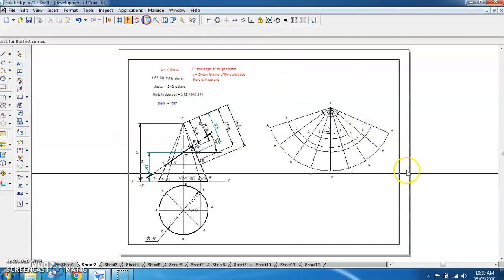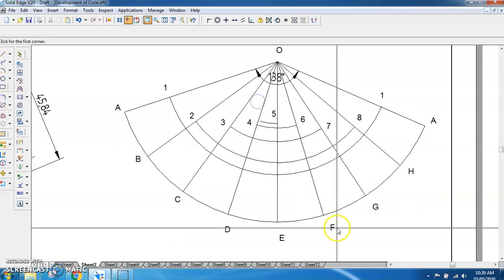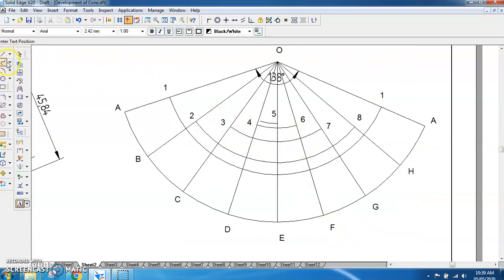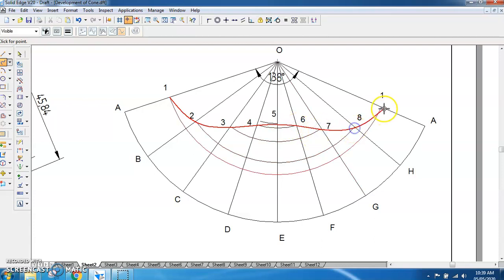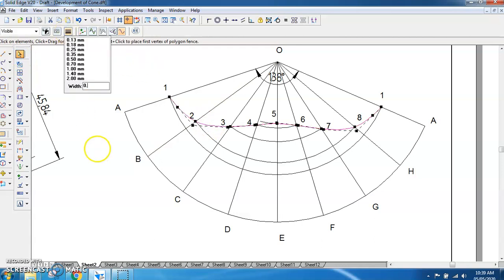Once you have got all these 8 points, when it is a cone and cylinder, you have to connect these points using the curve command, or you have to follow a smooth curve. You have to connect them with a smooth curve, not straight lines. And you have to make it thick. This smooth curve you have to make as a thick line.